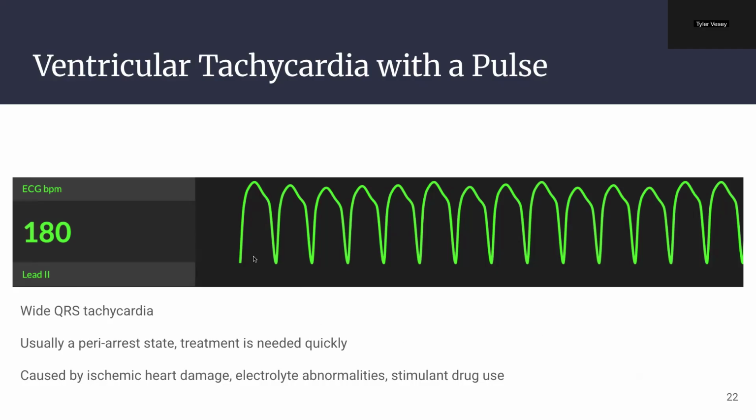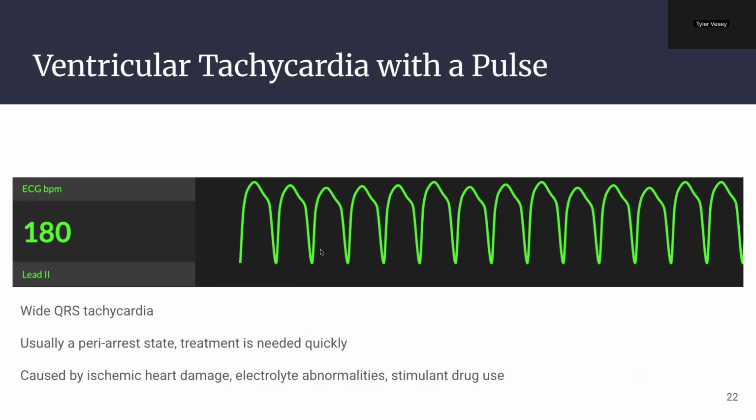But VTAC, it's a wide, regular QRS tachycardia, and I know AHA kind of separates it between narrow and wide complex tachycardias now. They don't like to use VTAC or SVT, but VTAC is a wide QRS tachycardia. Shape similar to this. It's a peri-arrest state. This patient needs to be treated quickly. If they're having runs of this, or if they're consistently in it, this patient is likely going to code.